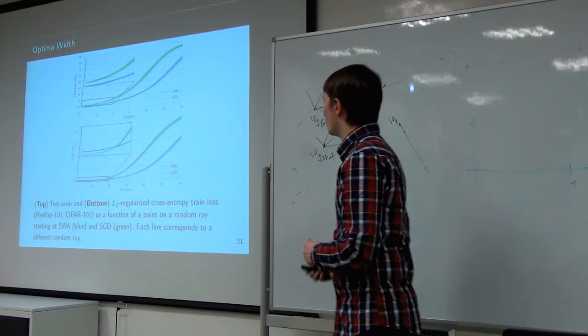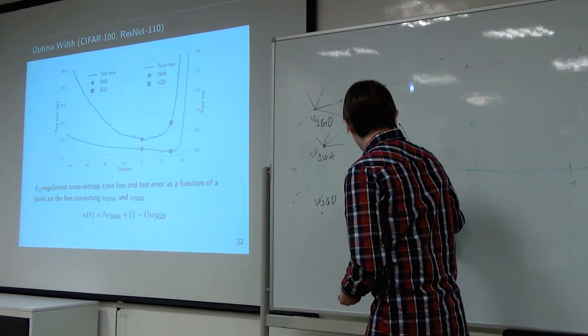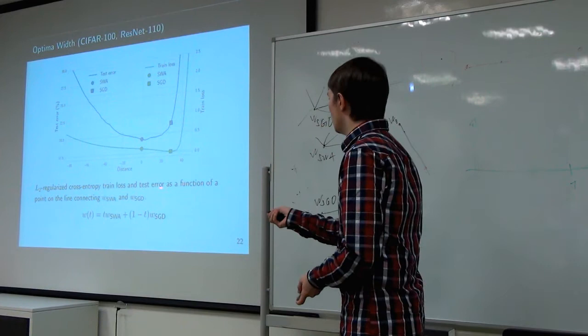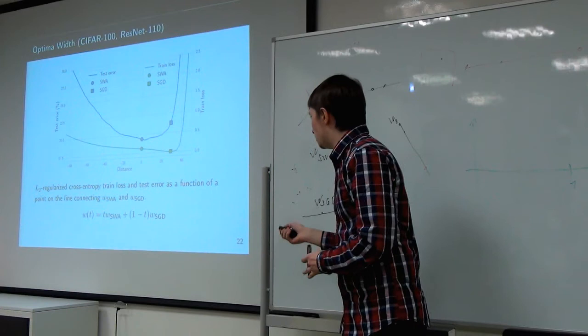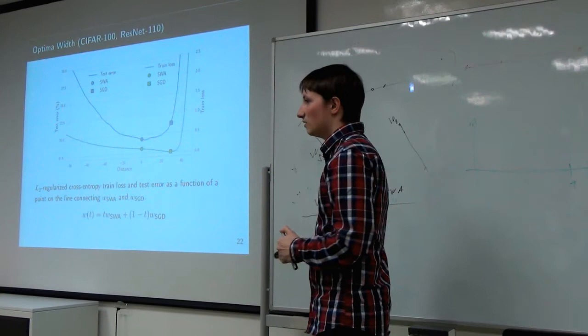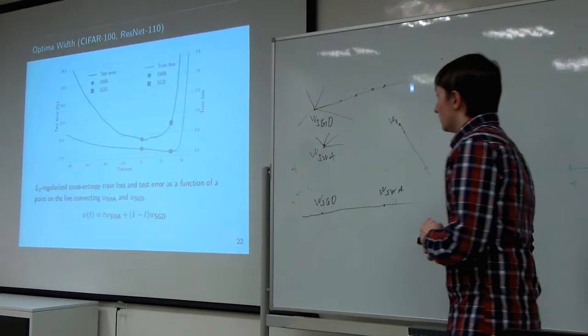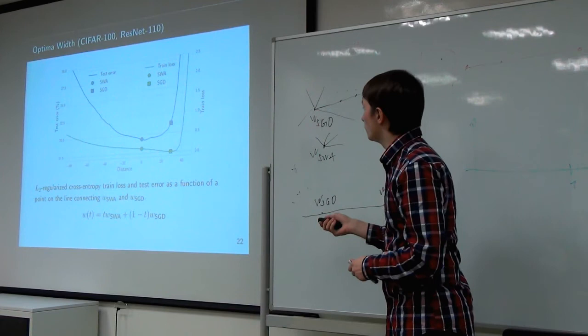Okay. And another realization we did, we took these two points and connected them with a line and plotted the same characteristics as a function of the point on this line. At this zero point here we have characteristics corresponding to weight averaging, and here we have the SGD point. We can see that SGD is optimal in terms of the train loss, but when we go beyond this point, we have a steep increase in the loss function. So we can say that this point is somehow sharper than this one, and here we have a flat region in both test error and the train loss.